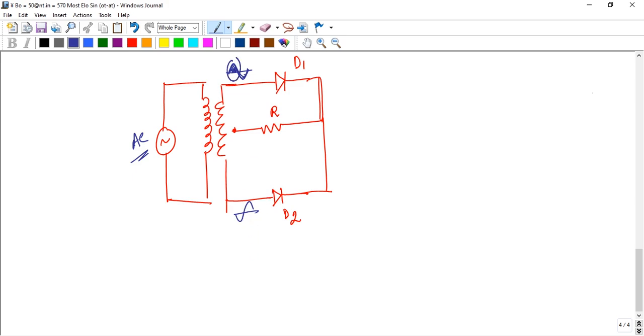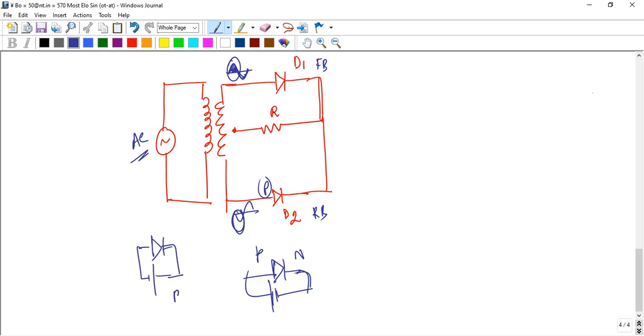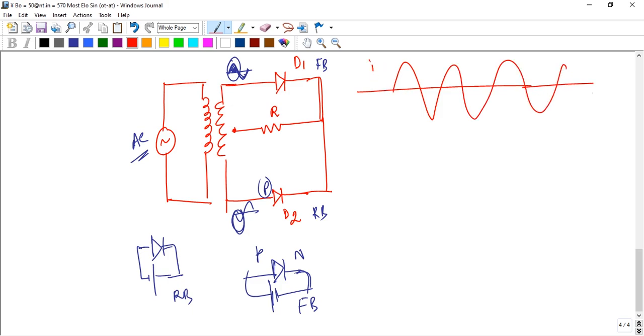When D1 is forward biased, then D2 is reverse biased because there is a negative here, and there is a PN junction. If P is positive and N negative, that's forward bias. When P is negative and N positive, that's reverse bias. The output graph looks like this, and that's the input.